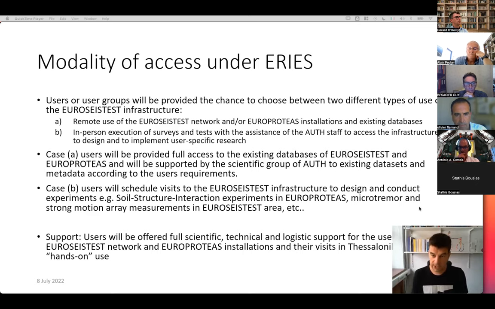Case B, which is the in-person execution of the testing, is our preferred method. The users will schedule visits to the EUROSEISTEST test and EUROPROTEAS to design, conduct experiments, and then gather the results. The tests can be anything from soil structure interaction to microtremors, strong ground motion and array measurements, or even construct new structures, get different measurements, etc. Support: the users will be offered full scientific, technical, and logistic support for the use of EUROSEISTEST test and EUROPROTEAS during their visits, of course.